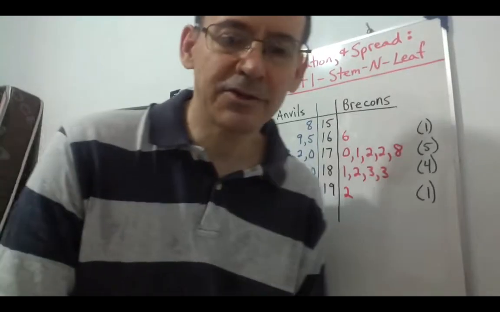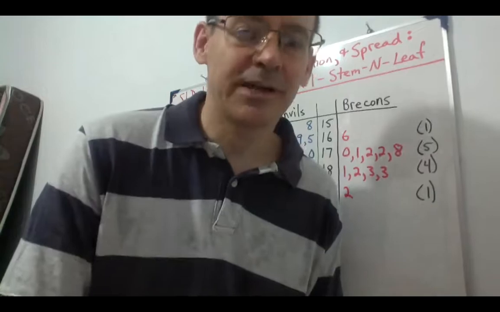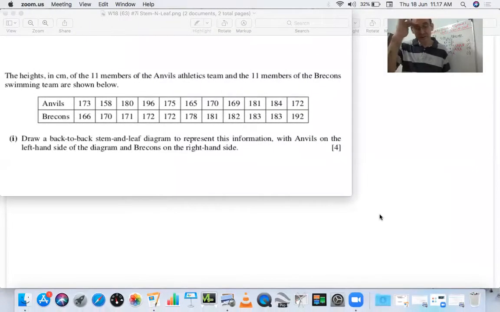Okay, here we're back. Let's go right to our screen share so that we can see this next problem. Notice they do not give you the stem and leaf. Instead, they give you these two sets of data. It says the heights, in centimeters, of the 11 members of the Anvils athletic team and 11 members of the Brecons swimming team are shown below. If you look at Anvils, the numbers are random. They're not in any particular order. For the Brecons, the numbers are in order.